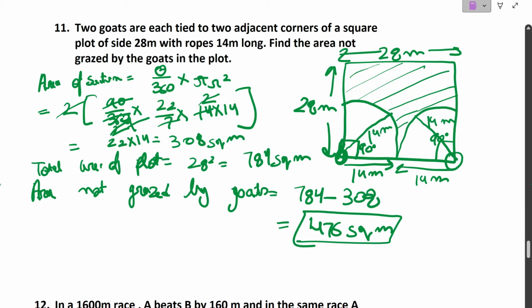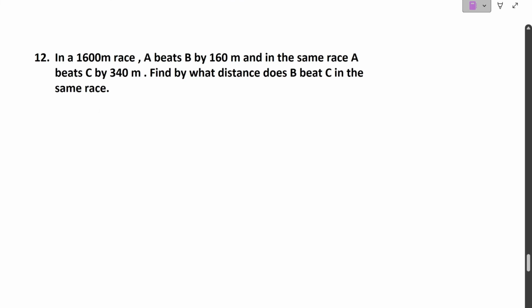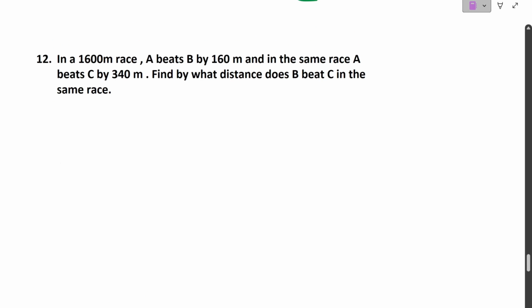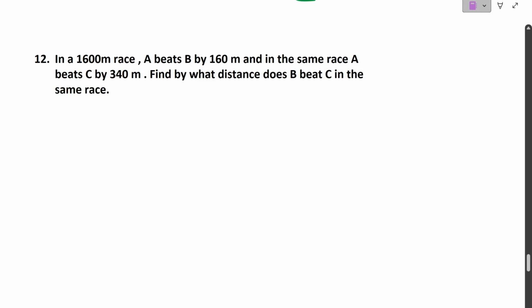This is a question which is based on the concept of geometry and mensuration. So we move on to the next question. In a 1600-meter race. This is a very interesting and very logical question, based on distances and races. In a 1600-meter race, A beats B by 160 meter, and in the same race, A beats C by 340 meter. Find by what distance does B beat C in the same race?